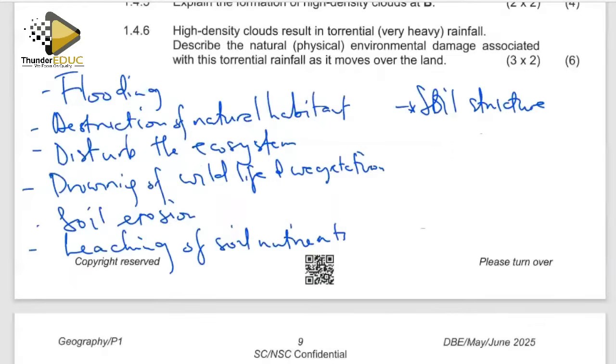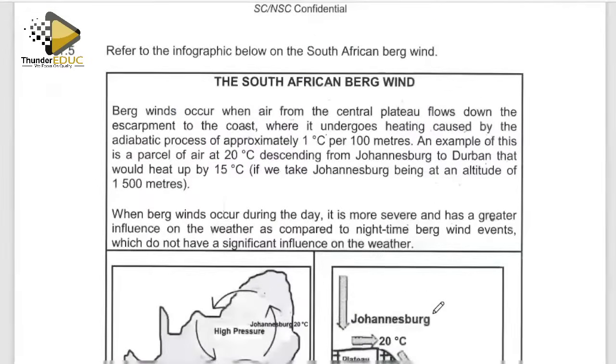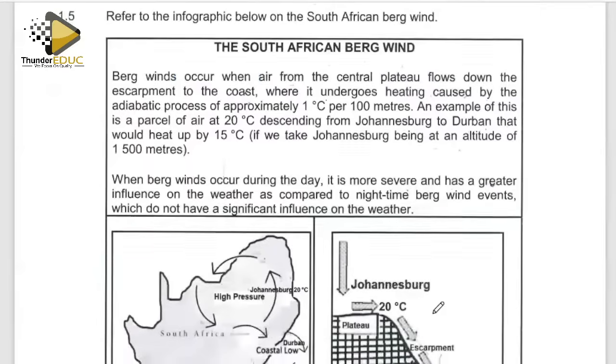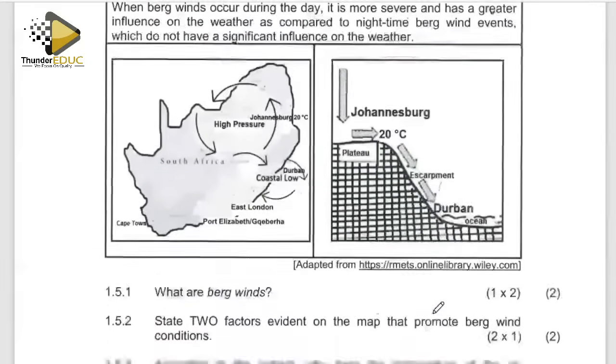Remember, our question is specifically on the natural environment. So we are looking at nature. How is nature affected by heavy rains? Right, we move on to the next question. It talks about the Berg winds. Right, we don't need to read through the extract. We need to go to the question straight.